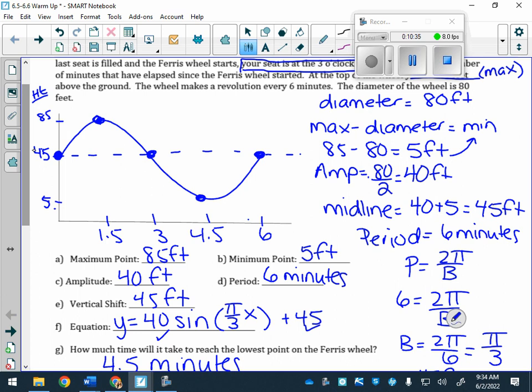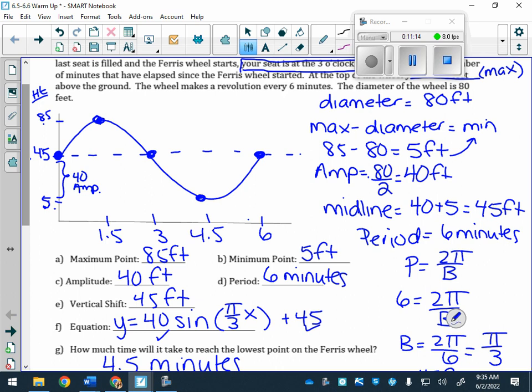Yep. So, and what would that be? Good. So to find the midline, you would add the max and the min and divide by 2. And then the difference would be the amplitude. So 85 plus 5 is 90, right? Divide by 2 is 45. That is your midline. And then 45 minus 5 is 40, which is your amplitude. Okay? You're welcome. All great questions.